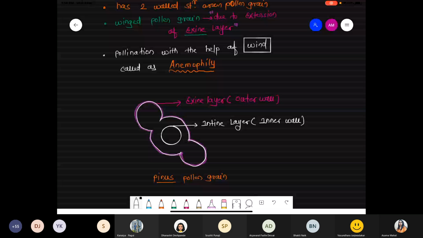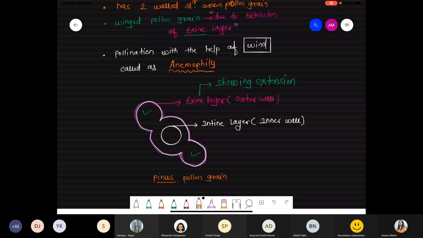So now what happens, whenever we are talking about the exine, this exine layer is simply showing the extension. They extend toward the outer side, and due to their extension they look like wings, right? So that's why in the case of the pinus pollen grain, the winged pollen grain, these are very specific and unique characteristic features. See, we are not using the term winged pollen grain for all gymnospermic pollen grains.